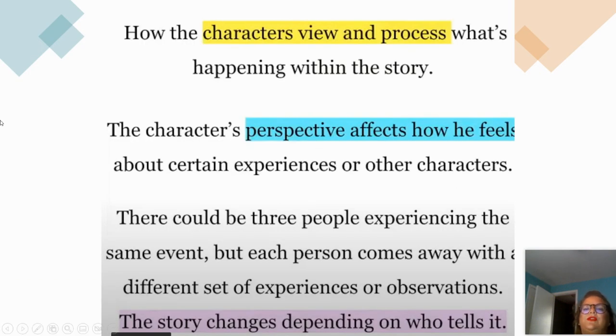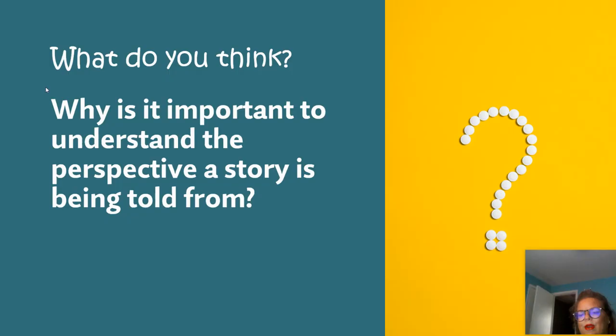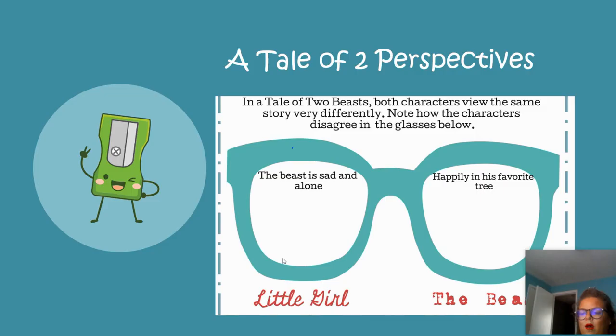So, how the characters view and process what's happening within the story, the character's perspective affects how he or she feels about certain experiences or other characters. There could be three people experiencing the same event, but each person comes away with a different set of experiences or observations. The story changes depending on who tells it. So, it's important to understand everybody's perspective.